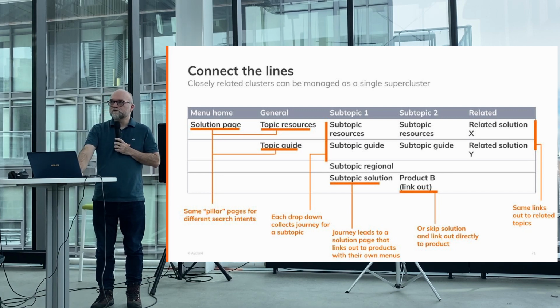and then we can, that shifted a little bit unfortunately, but that should be under the solution page, and that might link out to multiple different product menus, each with their own evaluation-focused menu. Or, if we don't need a solution page, we might link out directly to the product from there. And again, the same sort of related solution content.